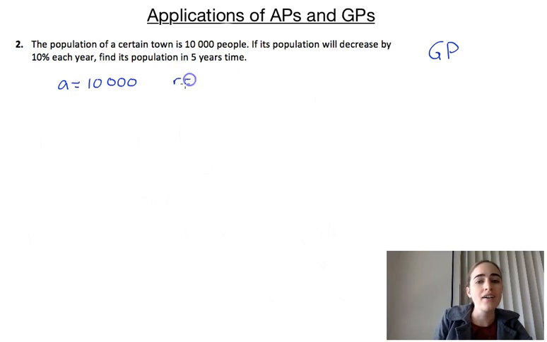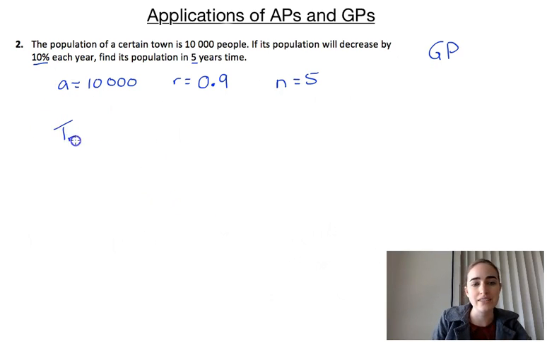Now our r is what we're multiplying by each time to get to our next term. So it has to do with this 10%, but our r isn't our 10%. If it's decreasing by 10% each time, then to find how many people there are in this town next year, we'd have to multiply it by 0.9 to find 90% of this population. So our r is 0.9 and our n in this case is going to be 5 because we want to know its population in 5 years' time.